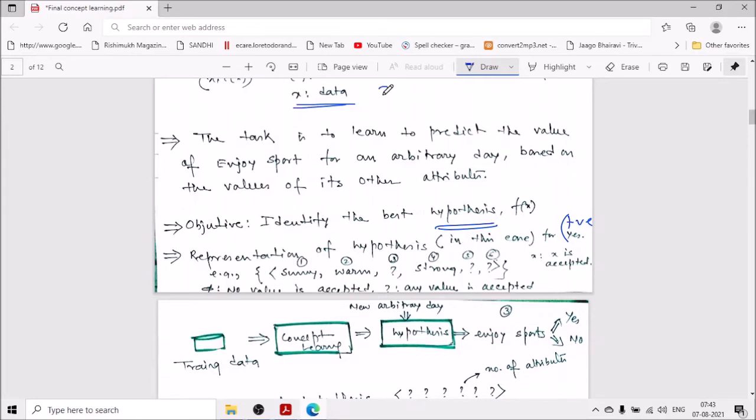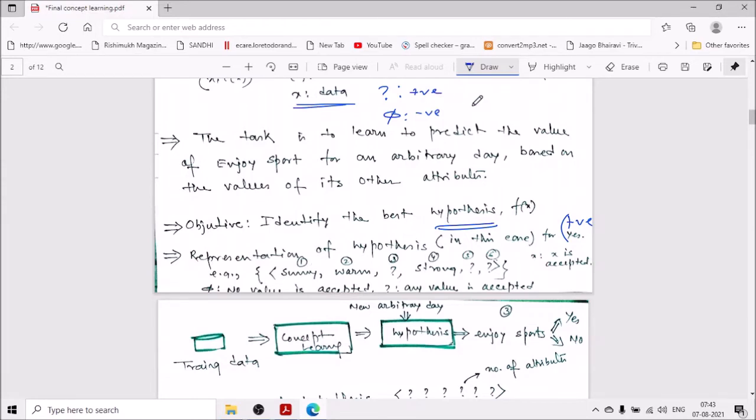If we use a question mark, that means any value is accepted. If it is a phi, that means it will not accept any value; it will always give the negative answer. Or sometimes we may use a specific value, say x, which means only this attribute value is accepted. So if it is sunny, that means the sunny value is accepted.